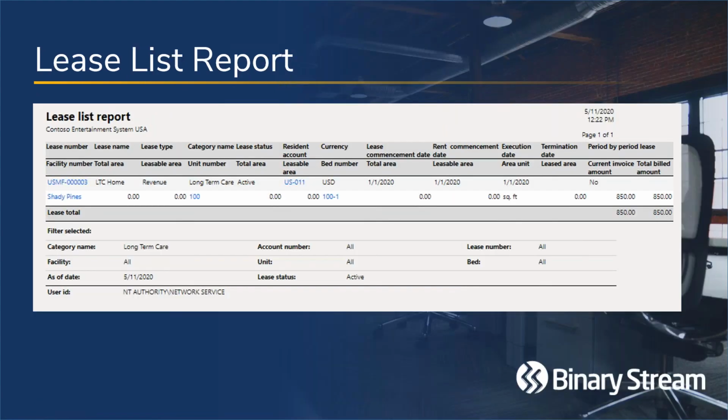We've got a lease list report. This just simply lists the leases that are available. And again, I ran these reports quite early in setting up my sample database. But again, I can see my lease. I can see some basic information, for example, the facility, the unit. I can see which tenant it is. I can see the dates. I can see the square footage if that's required. This again is a long-term care, so it's not going to have that. And I can see the amount that's being billed.